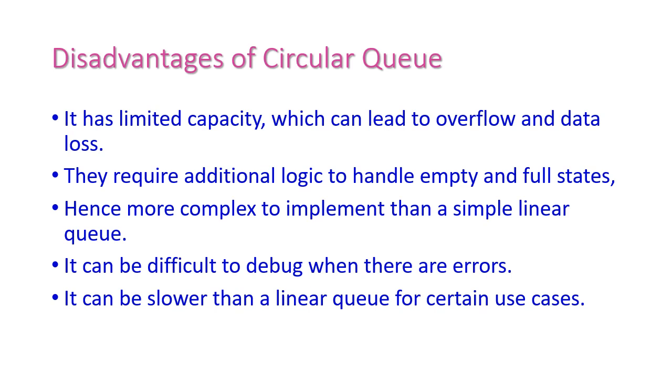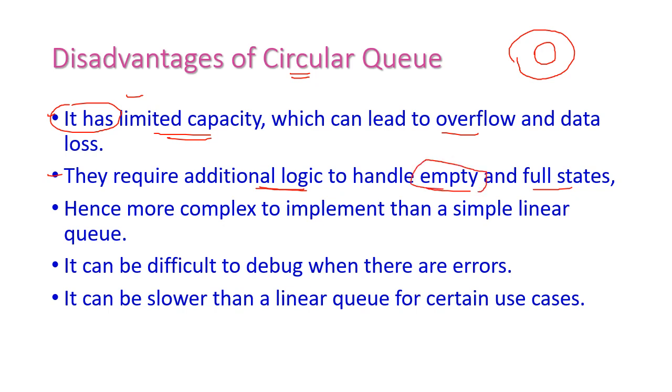Next, let us see the disadvantages of circular queue over the linear queue. Right? So it has limited capacity which leads to overflow and data loss. So this drawback is for both a circular queue as well as a linear queue, right? And when it comes to a circular queue, it requires additional logic to handle empty and full states. Okay, we cannot only depend on front and rear here. We need some additional logic to know whether the circular queue is in a full or empty state, right? Hence, it is more complex when compared to a simple linear queue. And it is difficult to debug if there are any errors. And this circular queue is slower when compared to the linear queue.